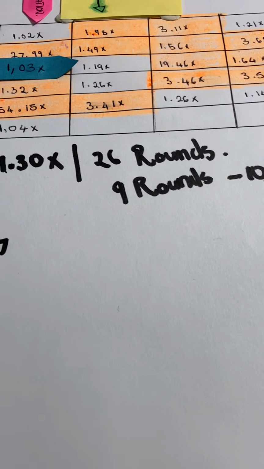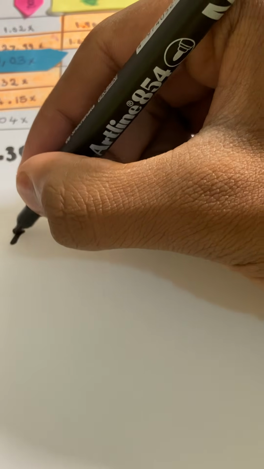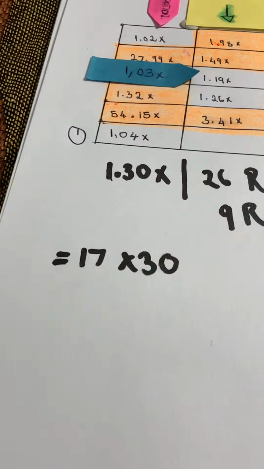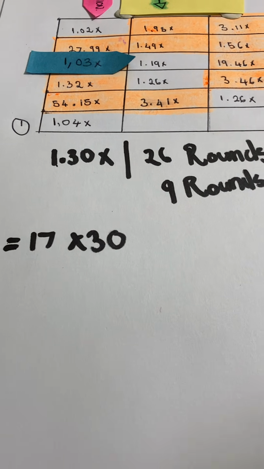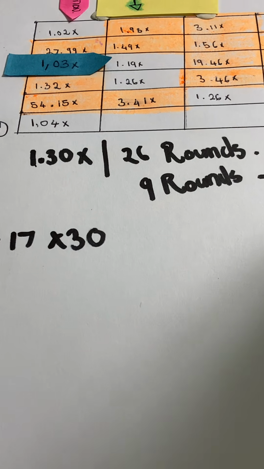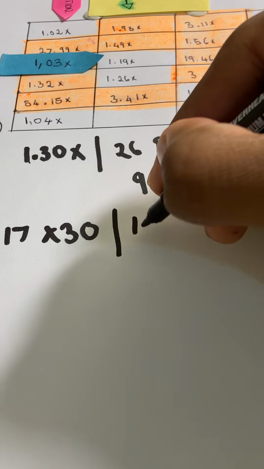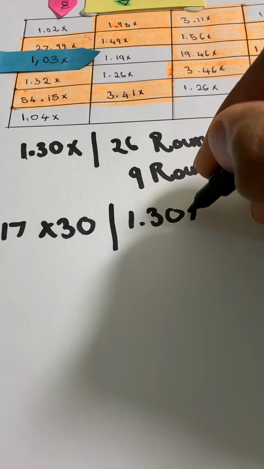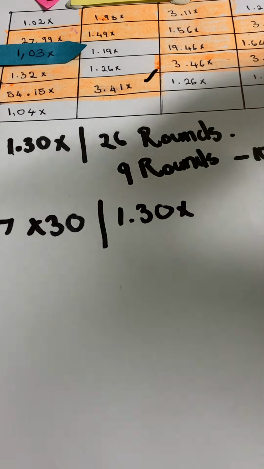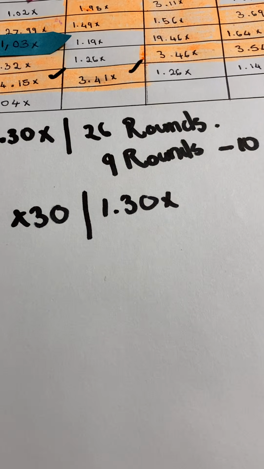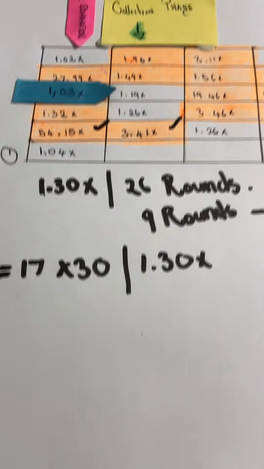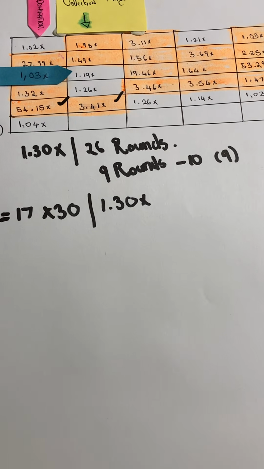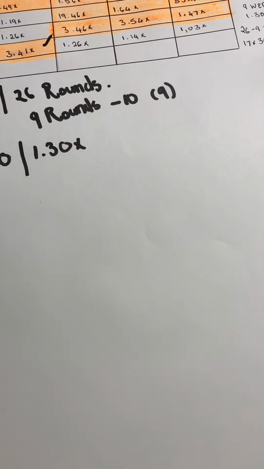17. So 17 times 30. When I'm saying times 30, I mean on the rounds that we're playing, you're cashing out at 1.30x, on the highlighted ones. So 17 times 30 is obviously going to give you 510. Yes, 510%.